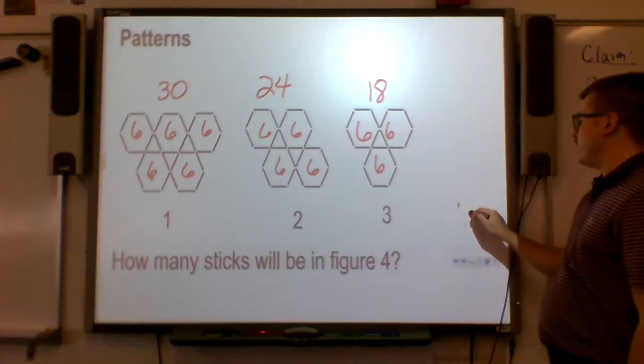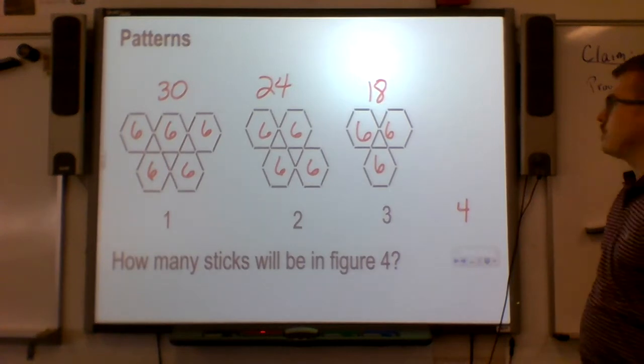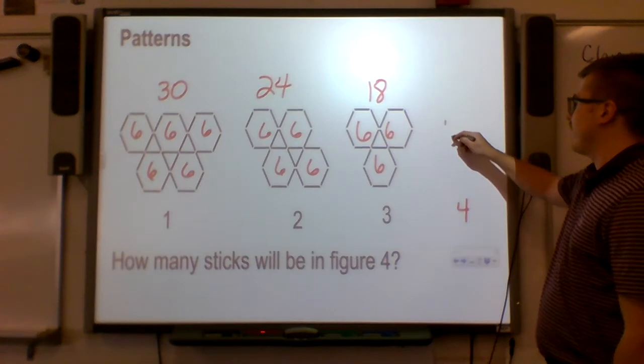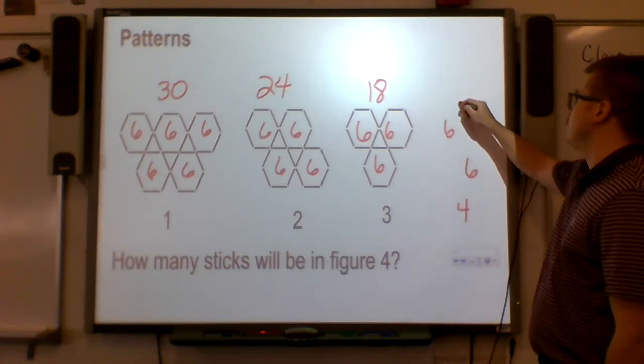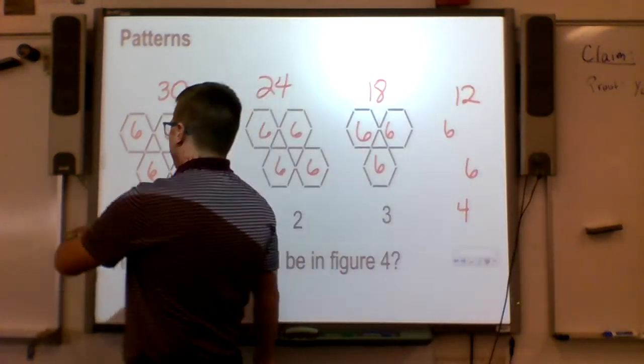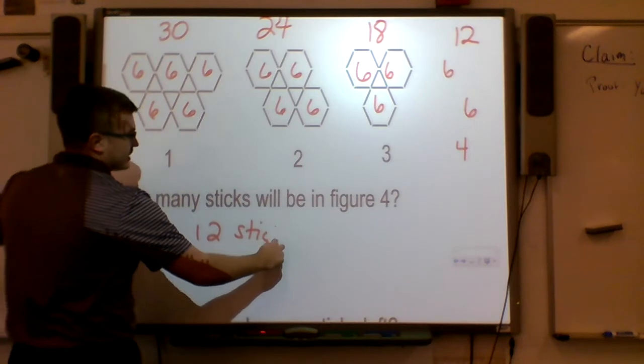So in figure number 4, first of all, I would only have 2 hexagons. And if we think about which one we would lose, we would probably lose this top right one. So we would have 6 and 6, which would be 12. So in figure number 4, there would be 12 sticks.